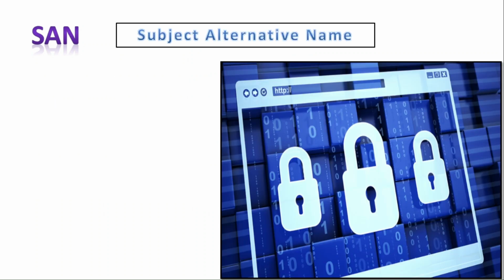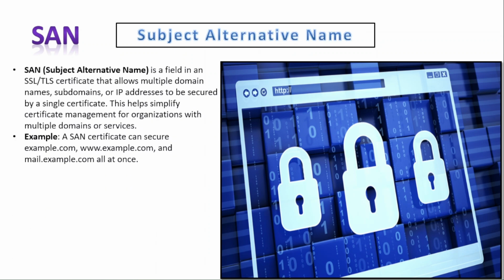Again, SAN, and this SAN stands for Subject Alternative Name. So SAN, or Subject Alternative Name, is a field in an SSL/TLS certificate that allows multiple domain names, subdomains, or IP addresses to be secured by a single certificate. This helps simplify certificate management for organizations with multiple domains or services. Example, a SAN certificate can secure example.com, that is www.example.com, and mail.example.com all at once.